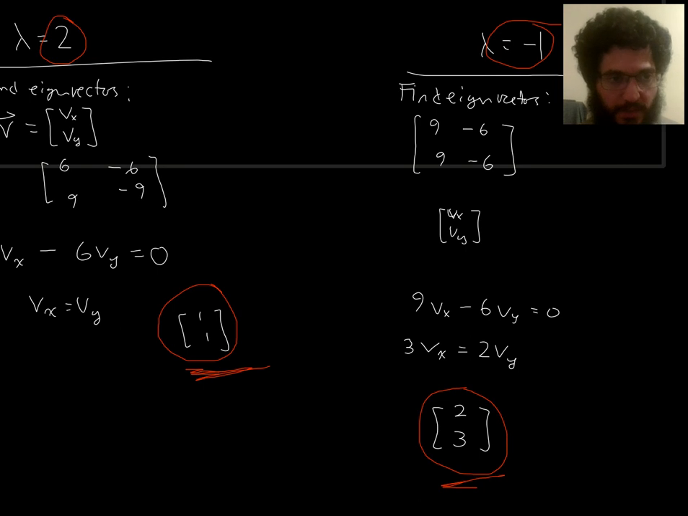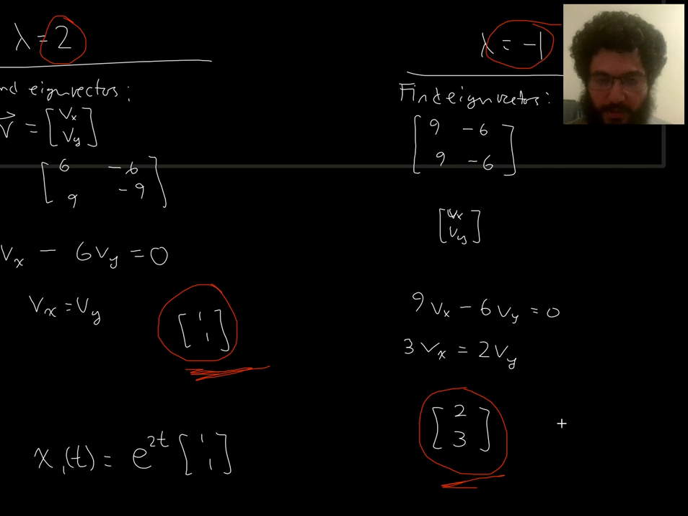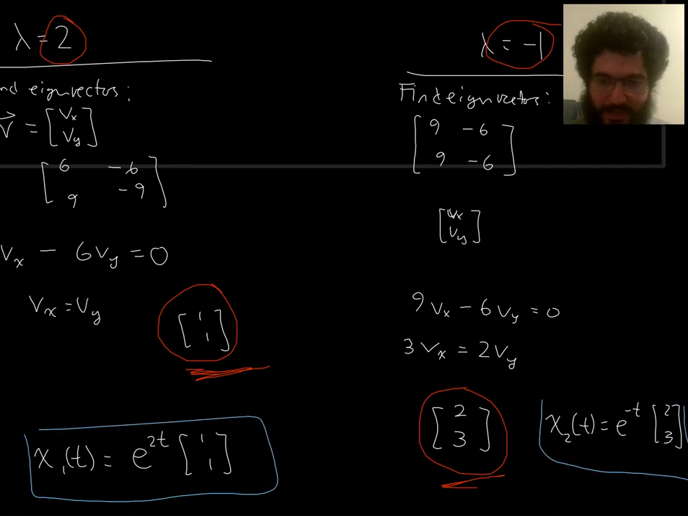So if I create this construction with the first eigenvalue-eigenvector pair that I got, 2 and (1, 1), then I get, let's call it x1 of t equals e to the 2t times (1, 1). And when I do the construction with the second pair, I get x2 of t, let's call it, equals e to the minus t times (2, 3). And look at that. Here are my two linearly independent solutions. I can now write down a general solution.